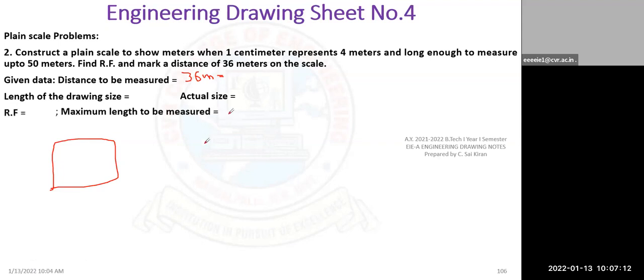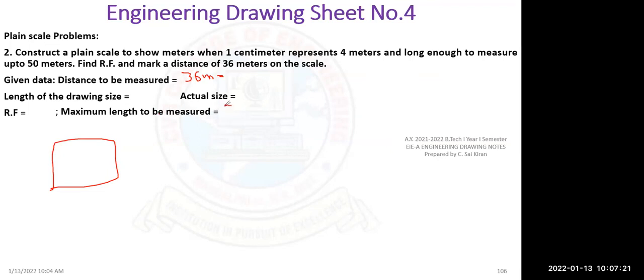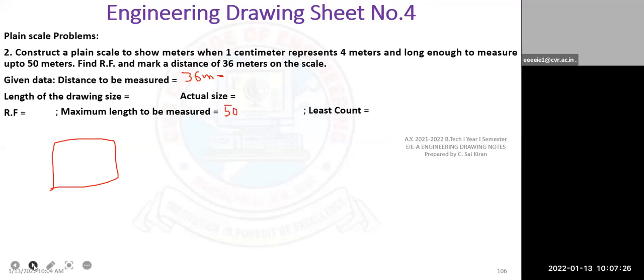Then can you tell me what is the maximum distance to be measured? Maximum length on the scale: 50 meters. Next, what is the least count? Least count is 1 meter. It can measure up to 1 meter. You have to find the LOS value, and in order to find the LOS value, you have to know the RF value.